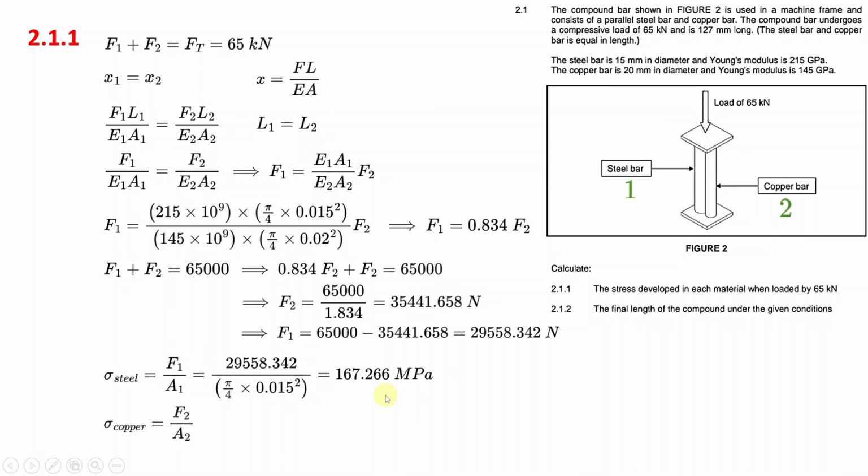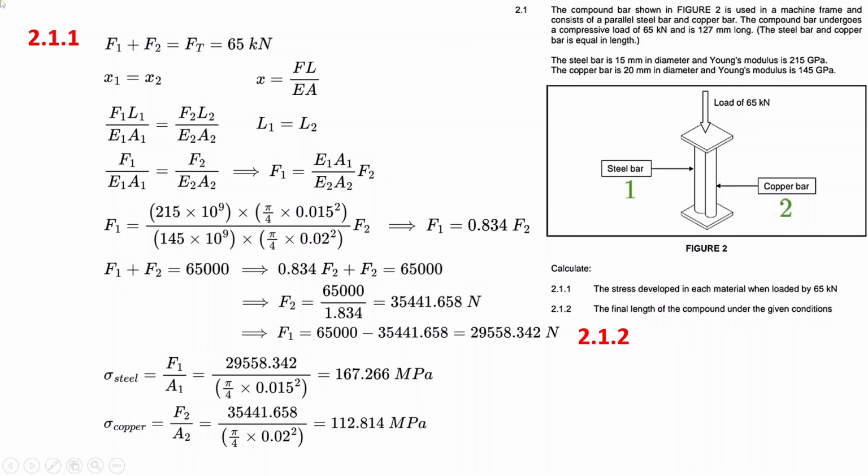And for the copper, it's going to be equal to F2 divided by A2. A2 is the cross-section area of the copper. And that gives you this. Again, this will give you a large number in pascals, but I converted it to megapascals, and this is what you get. That is what was required for the first part of the question. And for the second part of the question, you need to find the final length of the compound bar.